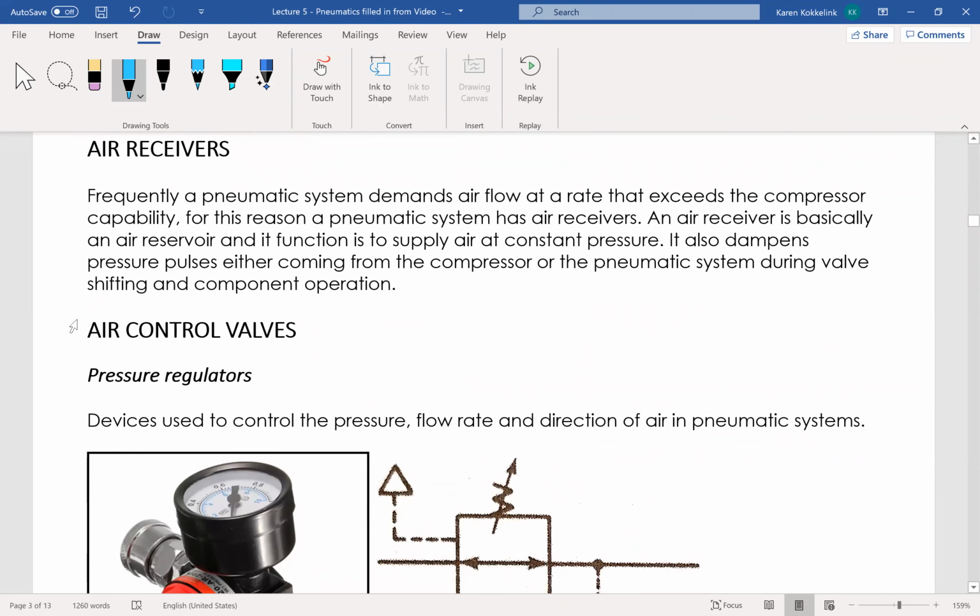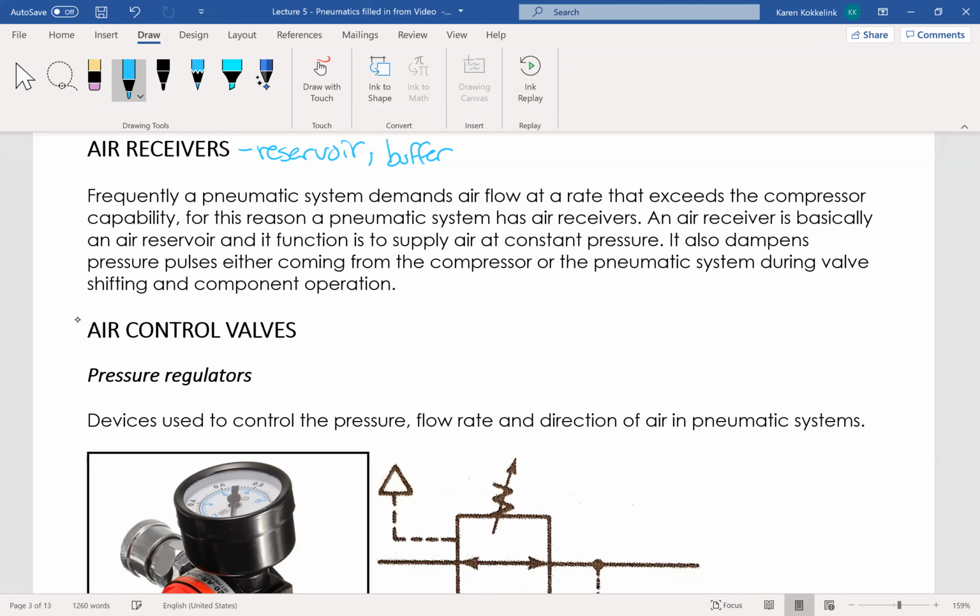Air receivers, basically it is like a reservoir. We cannot size a system so that exactly the right amount of air is in it at any given time. So the air receiver is a reservoir, so it acts like a buffer to make sure that the right pressure of air is always given by filling and emptying this buffer that is called an air receiver.